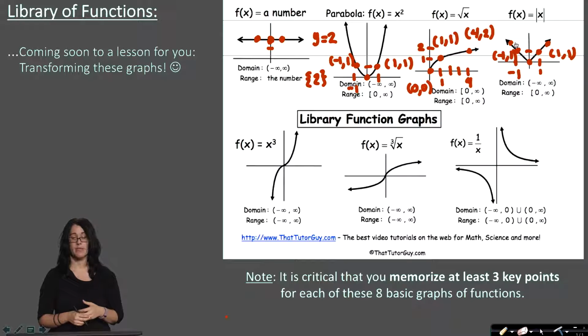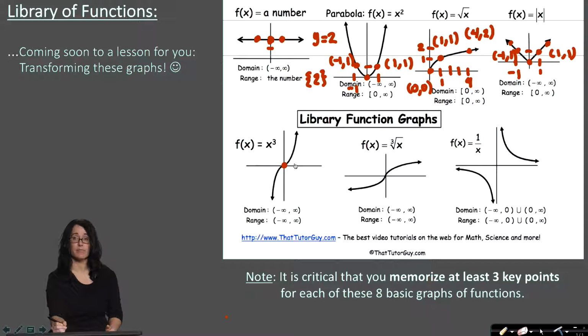Let's look at the next one, y equals x to the third power. Now this one is called our snake. It's really a cubic function. Parabolas are quadratic, and the snake is a cubic function because it's raised to the third power. So when I'm looking at this x cubed graph, what I notice is that I could have both positive and negative x values, so there are no restrictions on my domain. It's still negative infinity to infinity.